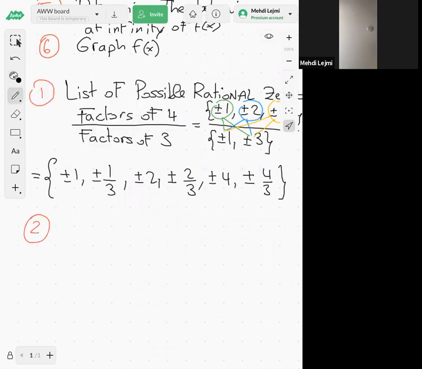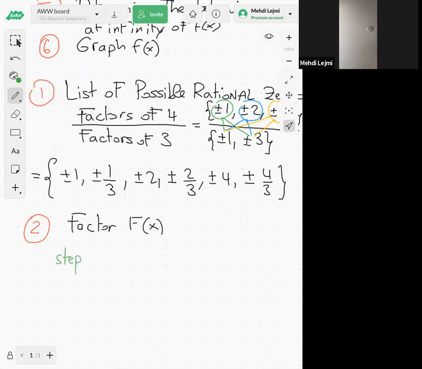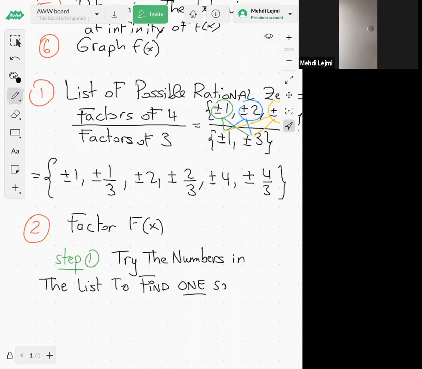So I want to factor f of x. There are 2 steps. In the first step, you have to try the numbers in the list until you find a solution of f of x equal to 0. So step one, try numbers in the list to find one solution of f of x equal to 0, all right?